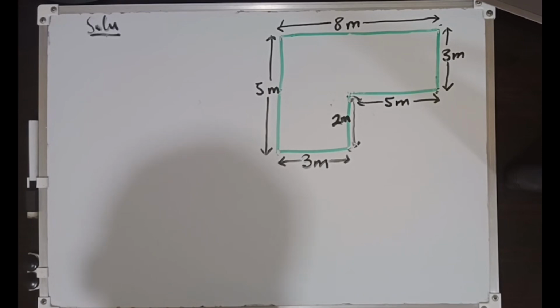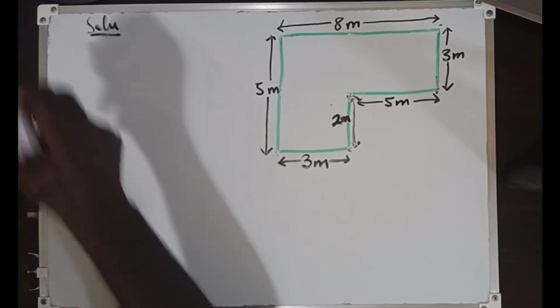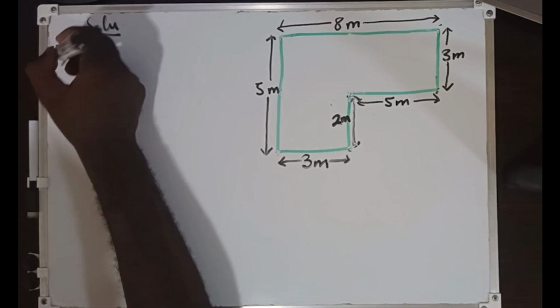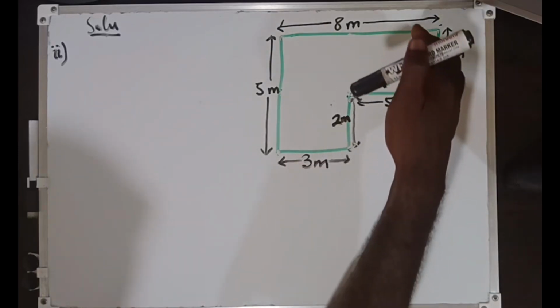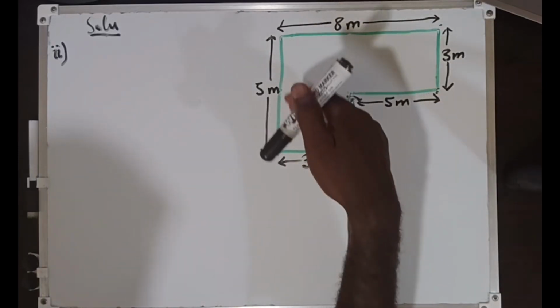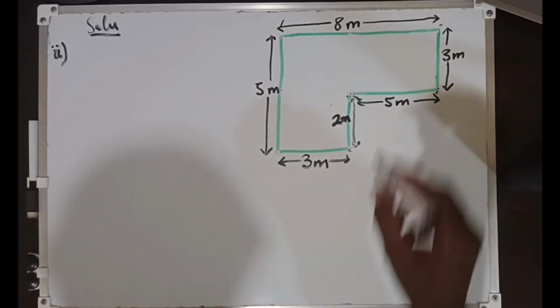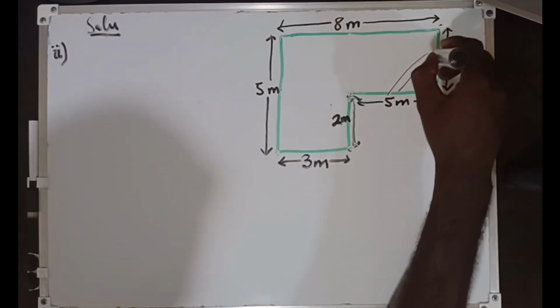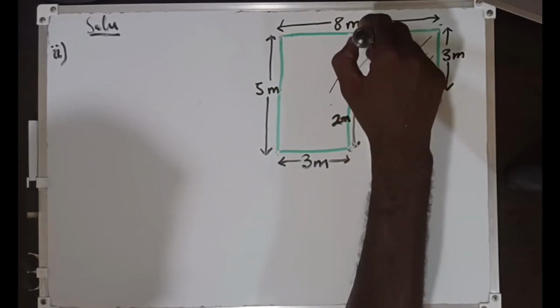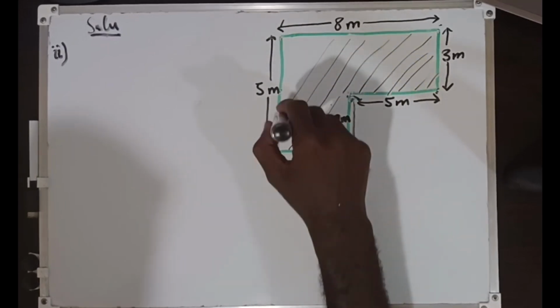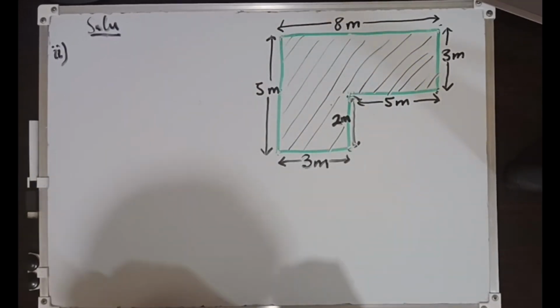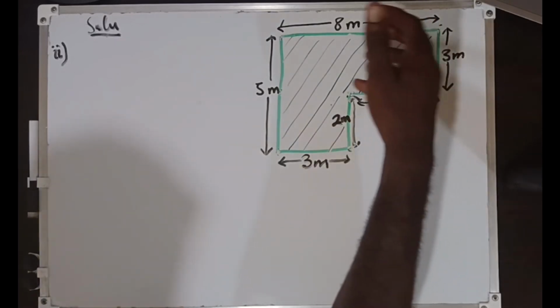Alright, so now let's look at the area of the floor, which is the II part of the question. So II, we are looking at the area of the floor. Now, area is the space that is enclosed by the object. Okay, so this space here that has been enclosed, or covered, by the object. So we are calculating the area.